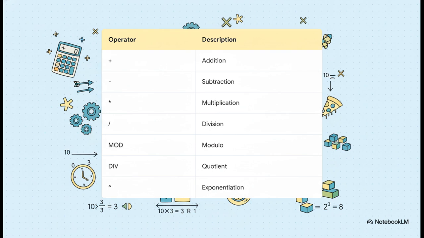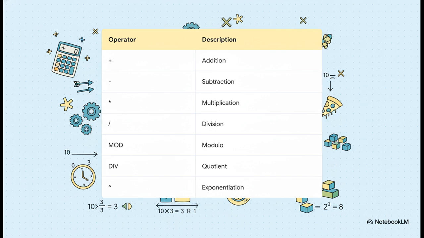Now, you'll know most of these from maths class, for sure, but the ones you really need to pay attention to for your exam are mod and div. Mod gives you the remainder from a division, and div gives you just the whole number part. Trust me, they are incredibly useful for solving all sorts of problems, like figuring out if a number is even or odd.